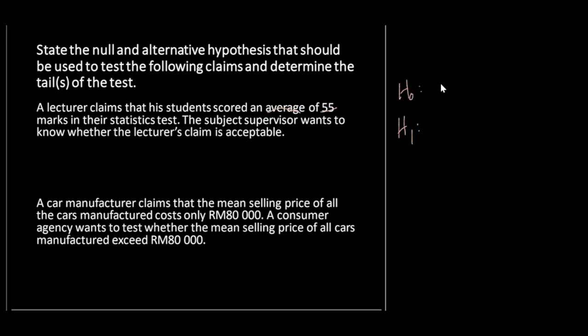Average, mu equals to 55. Remember, the null hypothesis must always have the equal sign. And the alternative would be, you want to check whether the lecturer's claim is acceptable or not. That means the opposite of equals to would be not equals to 55.